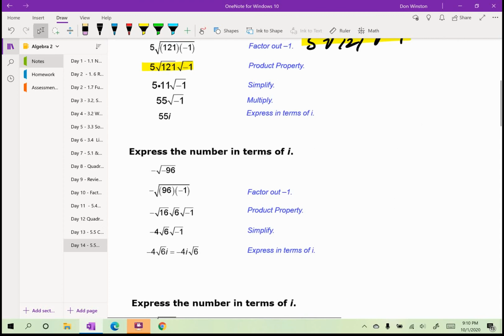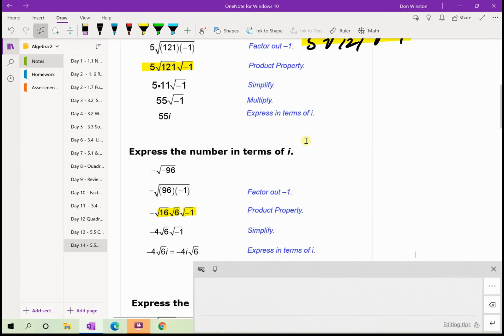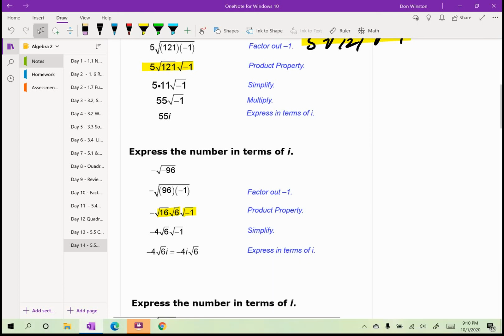And again, here we had the square root of -96. And then we break 96 up into 16 and 6, because 16 times 6 is 96. And then we have the square root of -1. The square root of 16 is 4. So we have the 4 there. We have square root of 6 left over, times the square root of -1. But then the square root of -1 is i, and we always write i in front of the radical, not behind it.